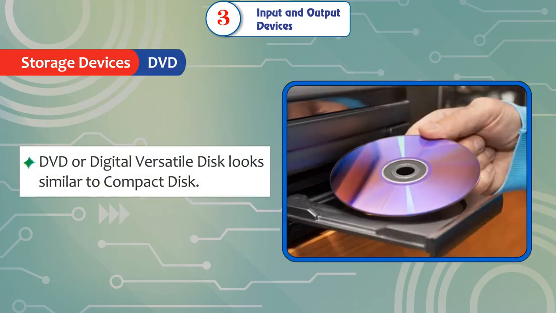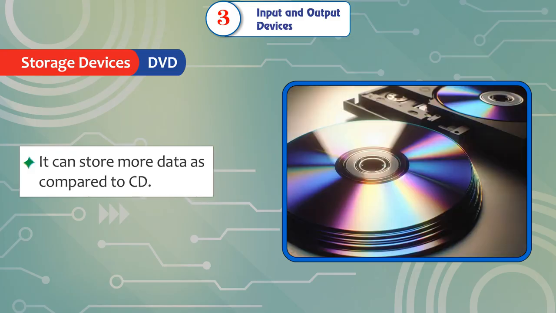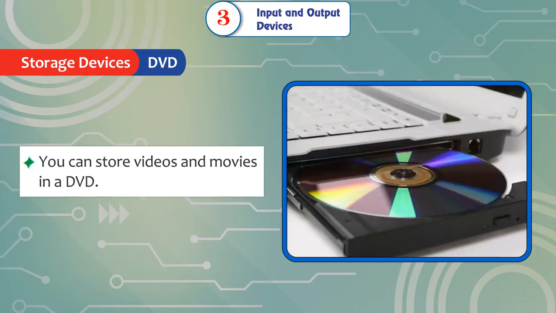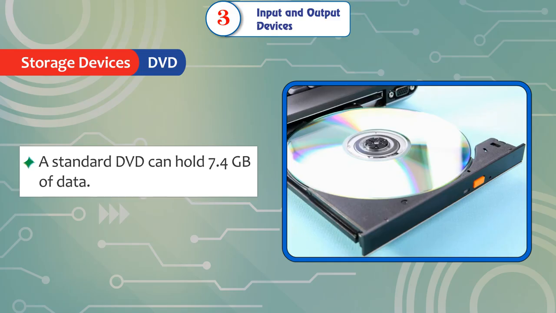DVD or digital versatile disk looks similar to compact disc. It can store more data as compared to CD. You can store videos and movies in a DVD. A standard DVD can hold 7.4 GB of data.